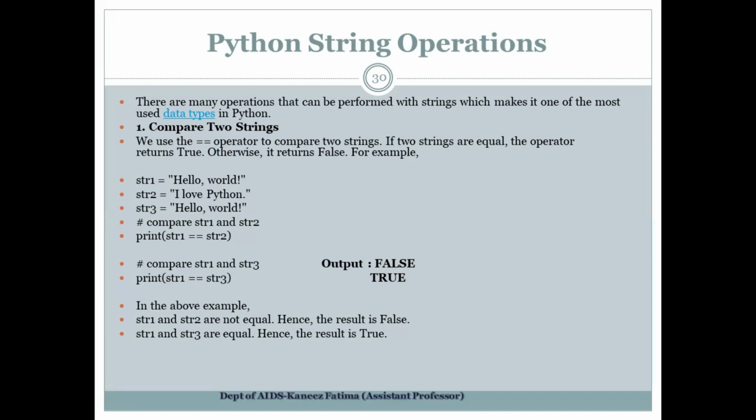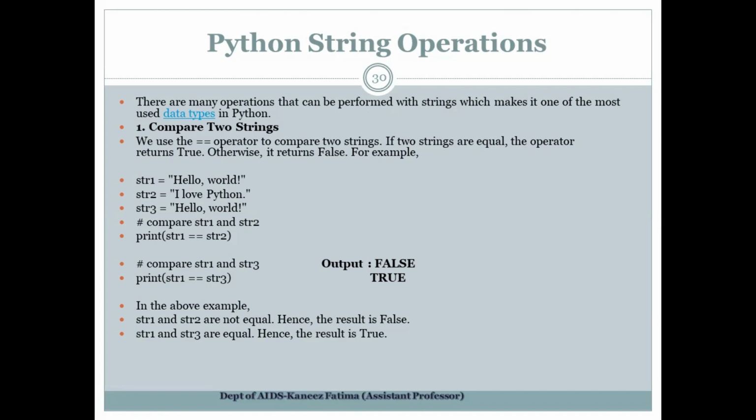Like first is compare two strings, another is joining two or more strings. I can compare two strings by using the comparison operator, that is double equals. If I use the double equals operator to compare strings, I will get an answer. If the two strings are equal, the operator returns true, otherwise it returns false.